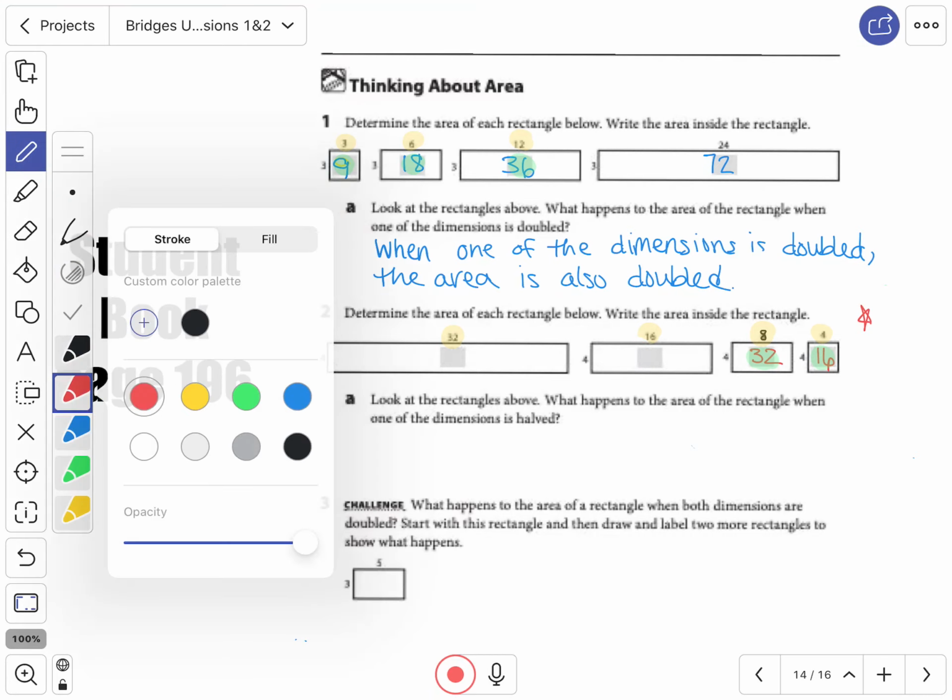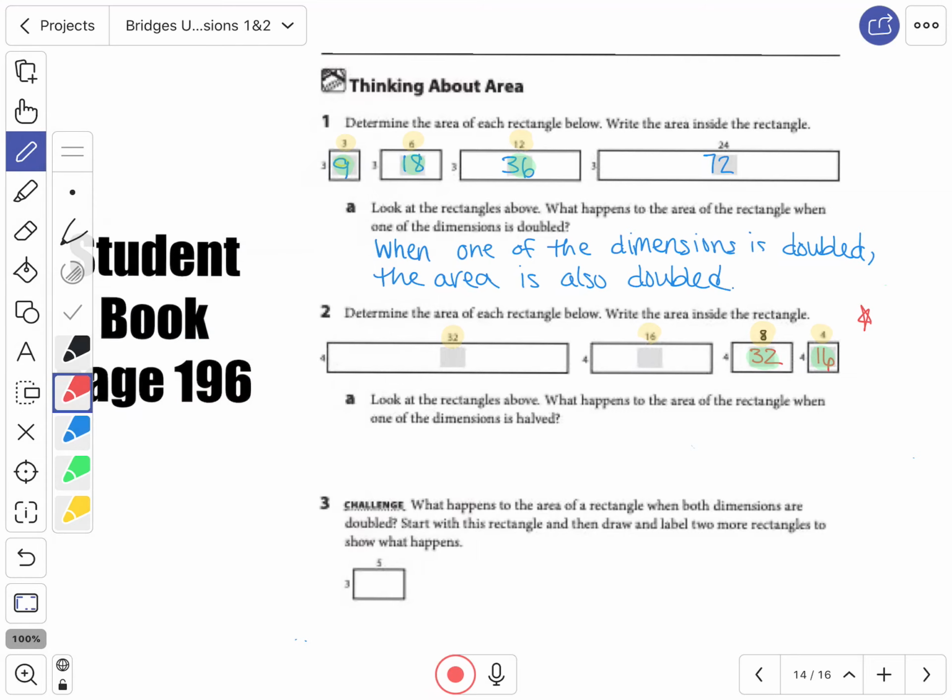Oops, whoopsies, wrong. Oh my gosh. We're not going to write with highlighter. We're going to write with actual marker here, okay? 32 doubled is 64, okay? 64 doubled. Well, I know that 6 doubled is 12 and 4 doubled is 8. So it must be 128.